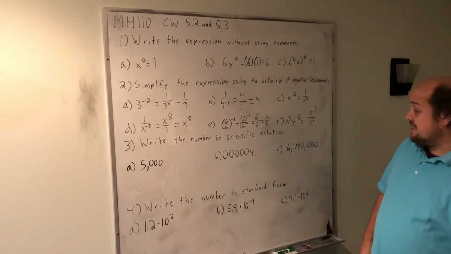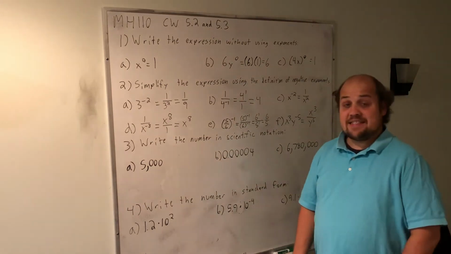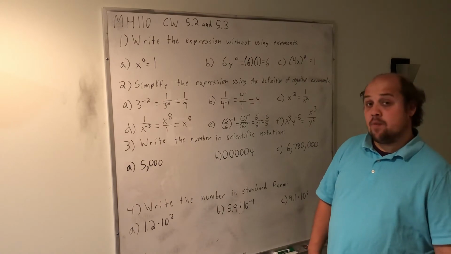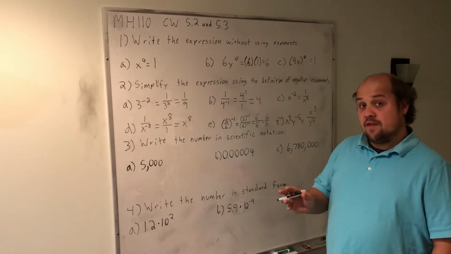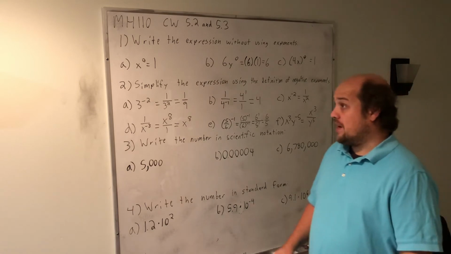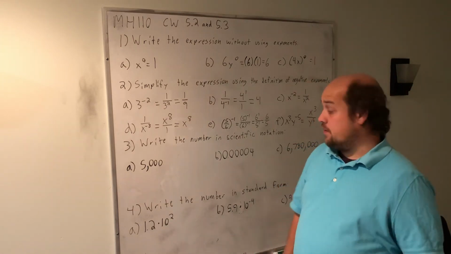For writing numbers in scientific notation, our goal is to see where the decimal point is and how many places we have to move it to get it behind the first number. So when I say the first number, really first non-zero number.